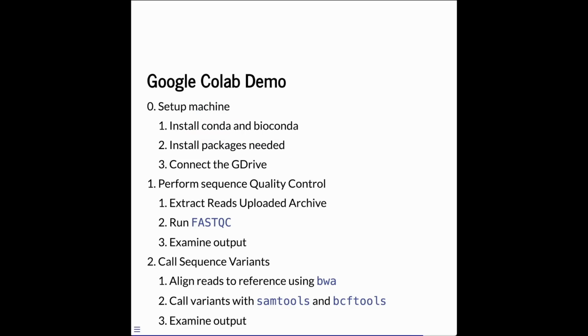Okay, so I'm going to do a demo again, and this is the workflow I'll follow in the Colab Jupyter demo. Roughly, we'll set up the machine with what it needs. Then we'll do a FastQC to check some reads that are prepared, and then call some variants using those reads. The origin of the reads doesn't really matter for a tech demo, but they come from E. coli.